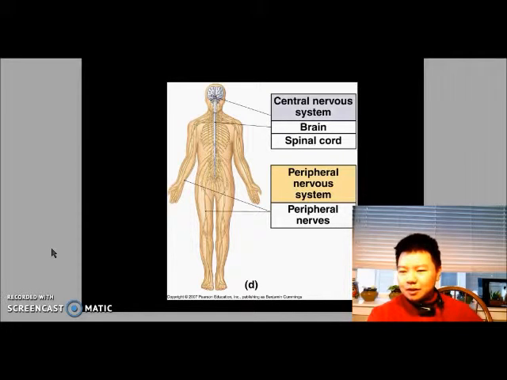So our nervous system is split up into the central and the peripheral nervous system. The central nervous system consists of the brain and the spinal cord.